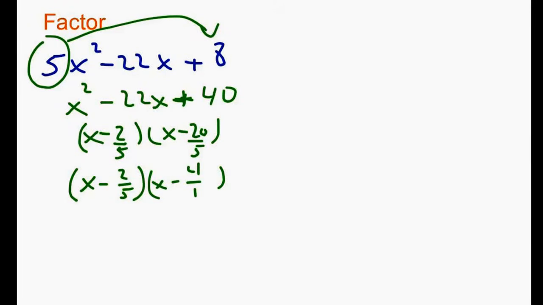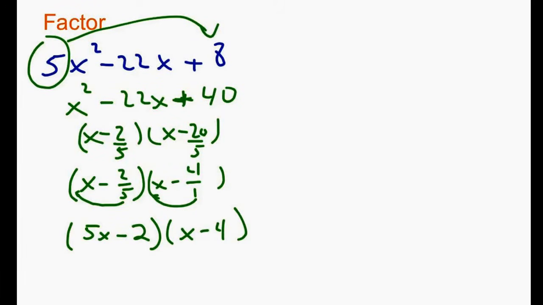You don't want it to be a whole number. You still want it to be a fraction. So 4 over 1. Now I'm going to slide those denominators back in front of the x there. So 5x minus 2. Slide that over. 1x minus 4. And I have the quantity 5x minus 2 times the quantity x minus 4.